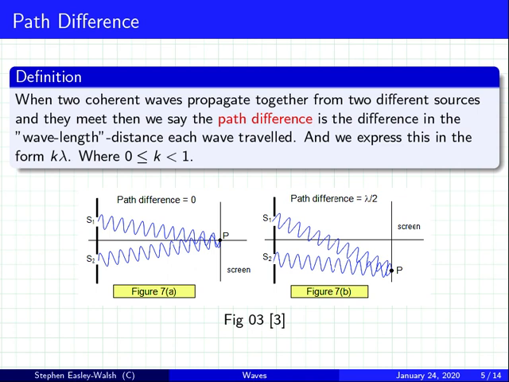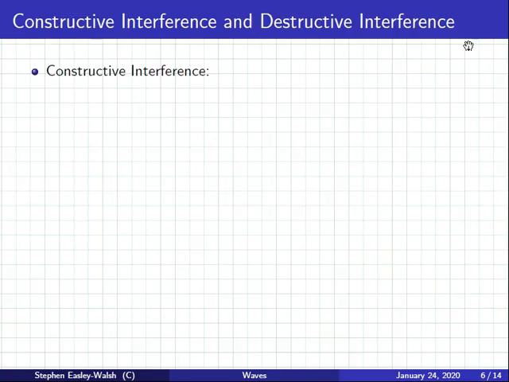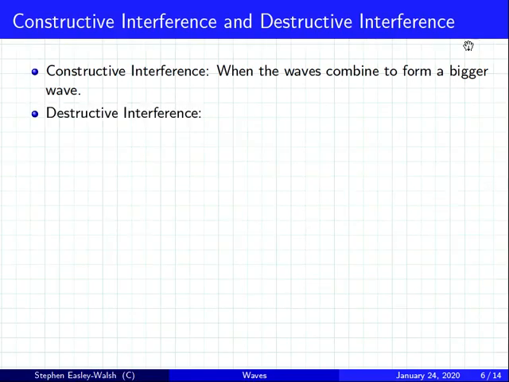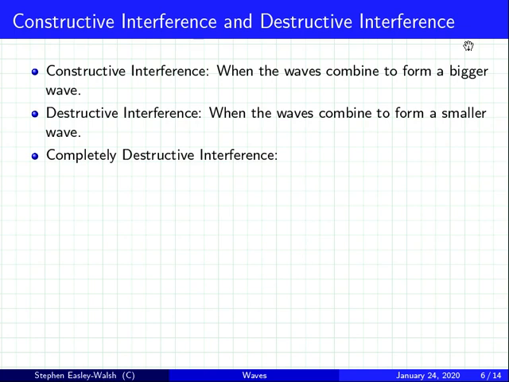I'm trying to think of any other use of path difference. So, constructive interference, what would that mean? Like it adds on to it. Yeah, the waves combine to form a bigger wave, and destructive interference cancels to form a smaller wave. Completely destructive, they cancel each other. So you need these three definitions or terms.